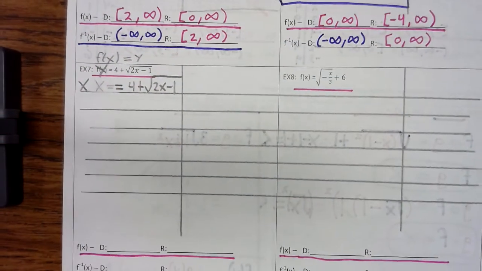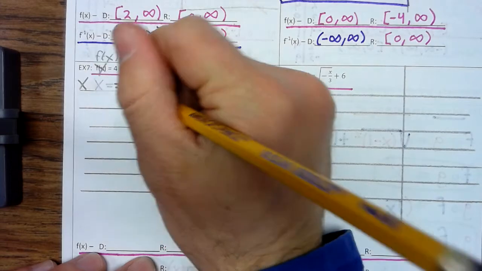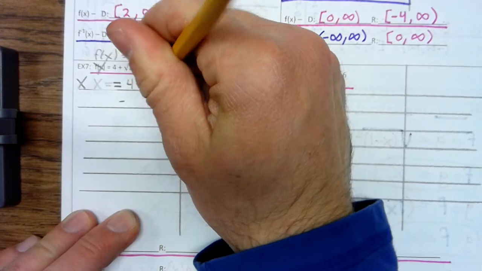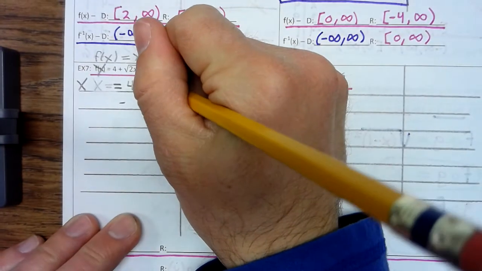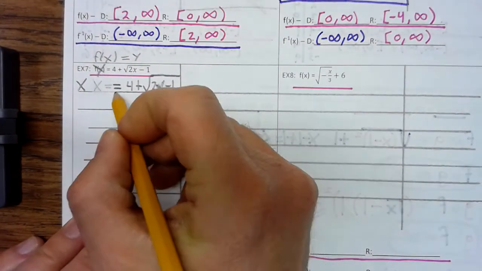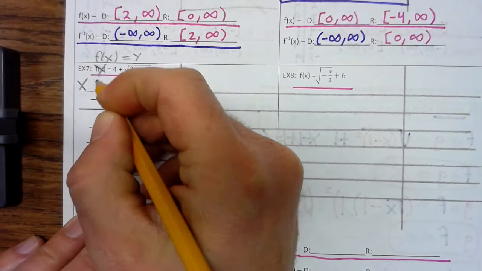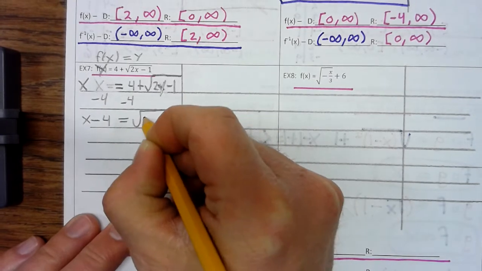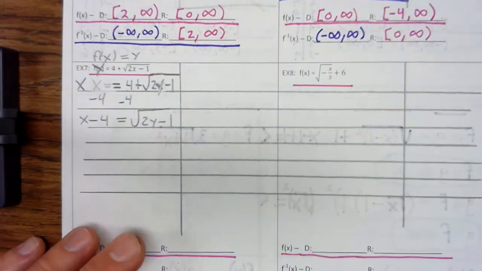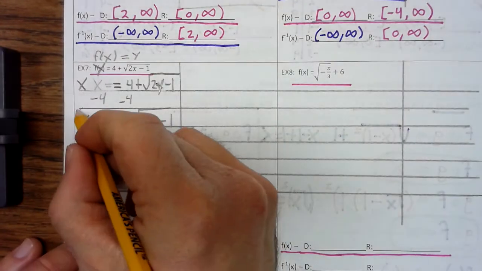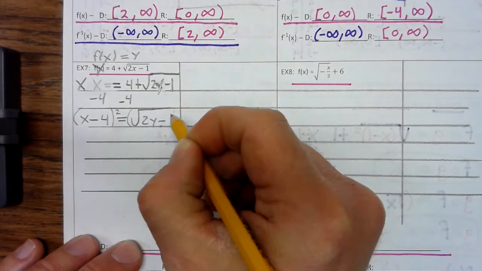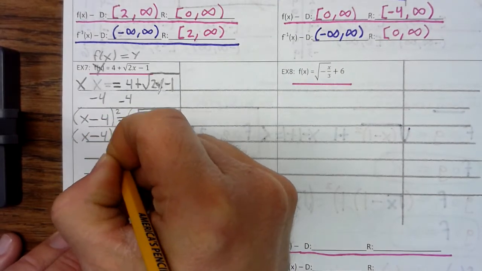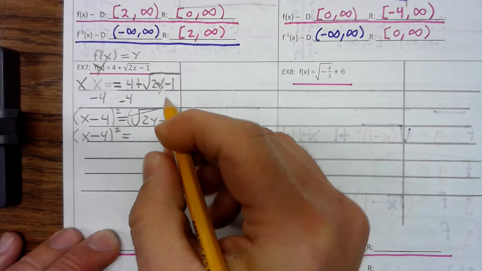Okay, so our first step is we're going to subtract, and this is a mistake I make sometimes, that should be a y. So I know we're switching x, y, but I forgot to change that to a y. Okay, so we subtract 4 from both sides. So we get x minus 4 equals the square root of 2y minus 1. Our next step is we're going to square both sides. So then you have x minus 4 squared equals, this becomes the power of 1.